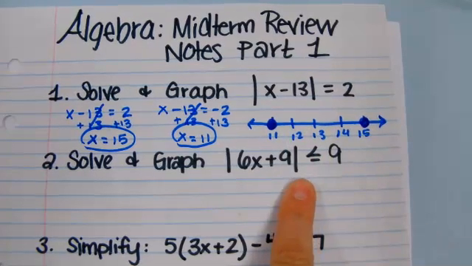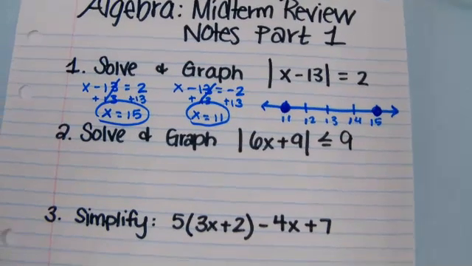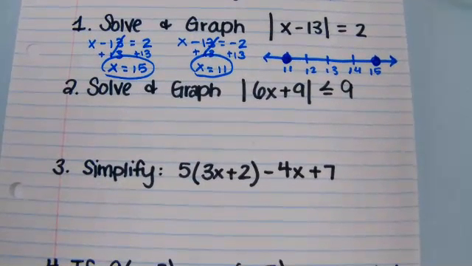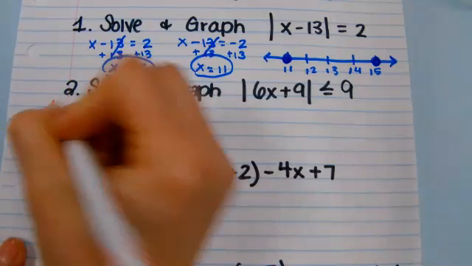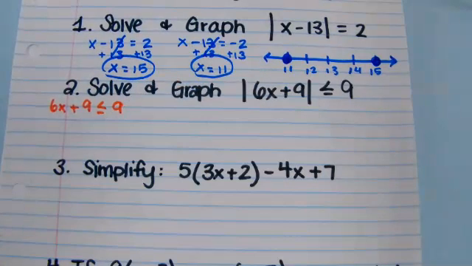But so is this, where you have the inequality. That's where writing and or is essential. You have to make sure that you either connect your graph or the arrows are pointing out. So let's do this one. Solve and graph the absolute value of 6x plus 9 is less than or equal to 9. You still split this one, okay? So you're going to split it so that 6x plus 9 is less than or equal to positive 9.